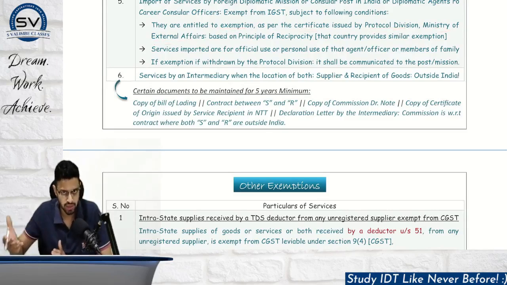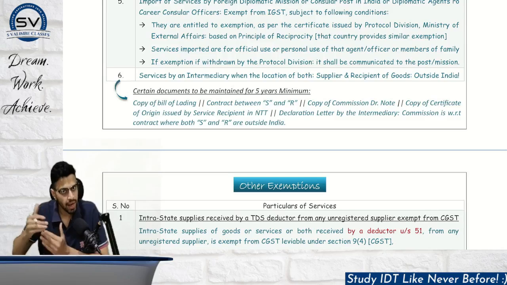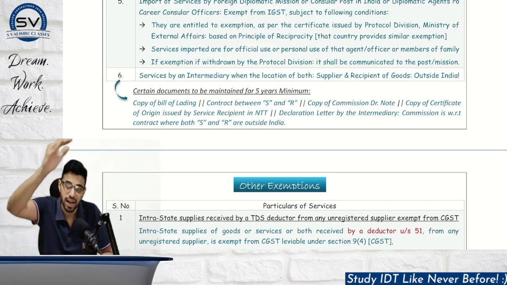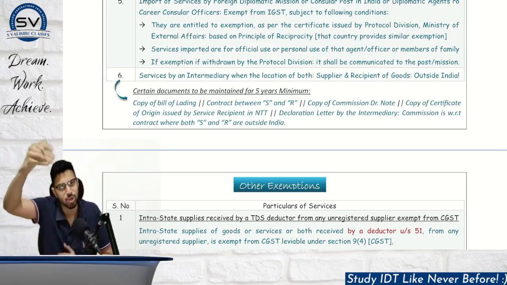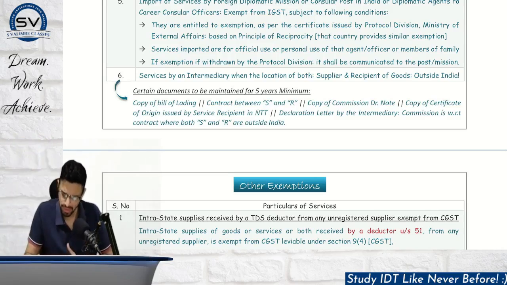So our ministry gives this kind of a certificate. This is based on the principle of reciprocity. What do you mean by reciprocity? We are granting exemption. Similarly, that country grants exemption with respect to their tax laws to our people who are representing the Indian embassy abroad. So basically that country provides similar exemption.